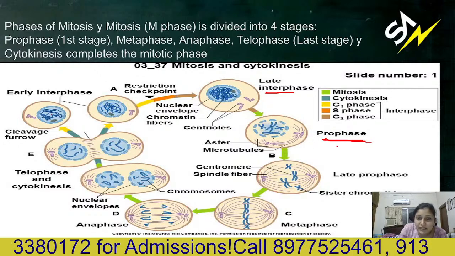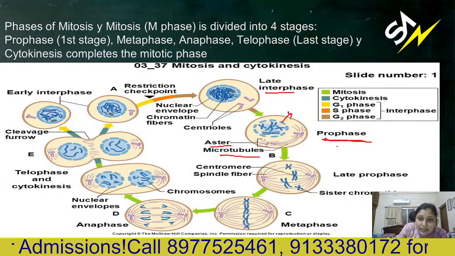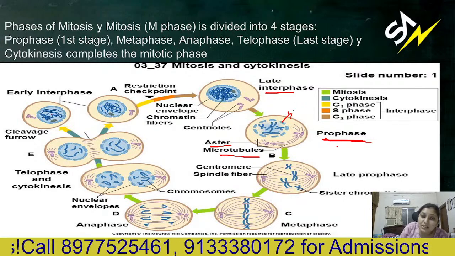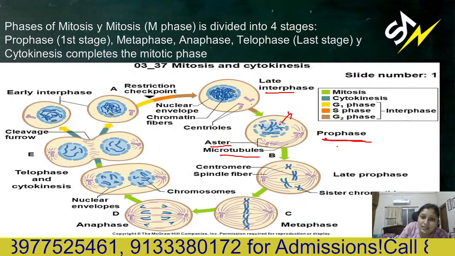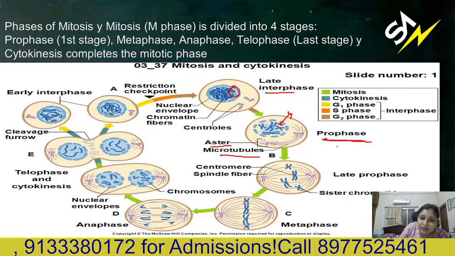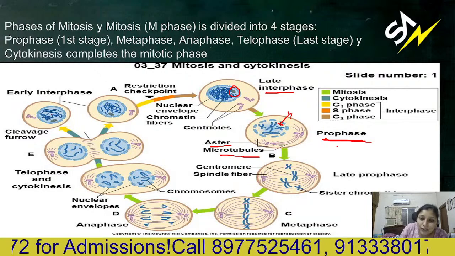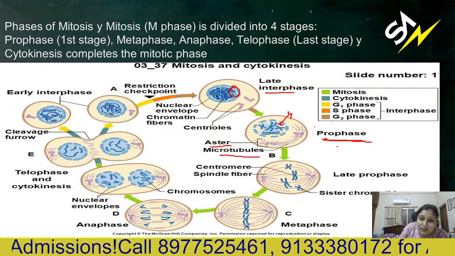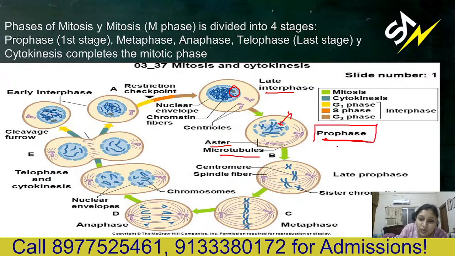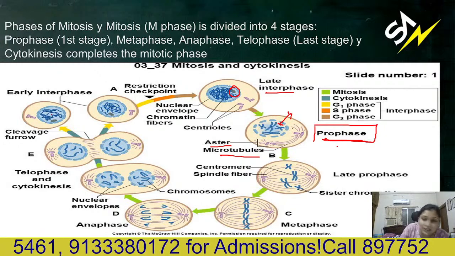In prophase, aster or microtubule formation occurs, and the nuclear membrane gets disintegrated. Here the nucleolus is present, and this nucleolus will disintegrate. There is formation of microtubules between the centrioles. This is prophase, where disintegration of the nuclear membrane and nucleoli occurs.